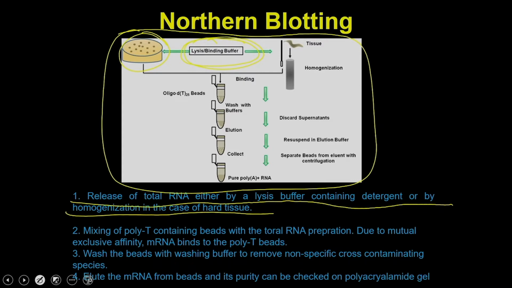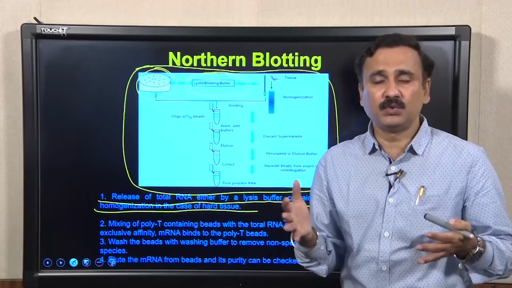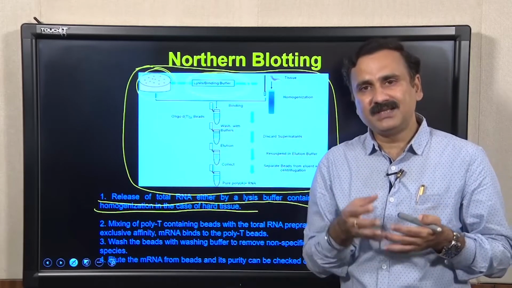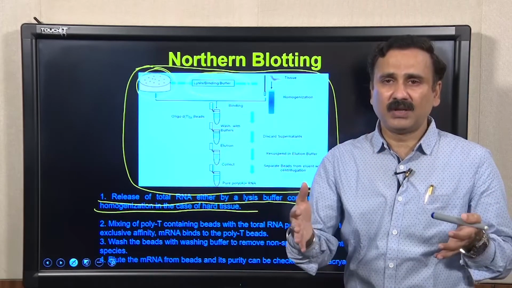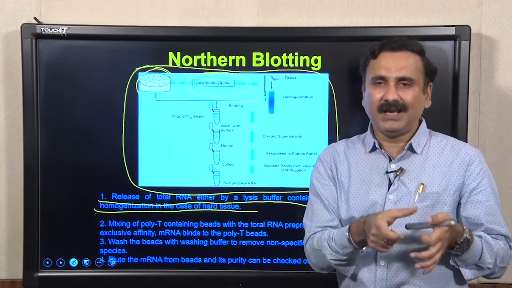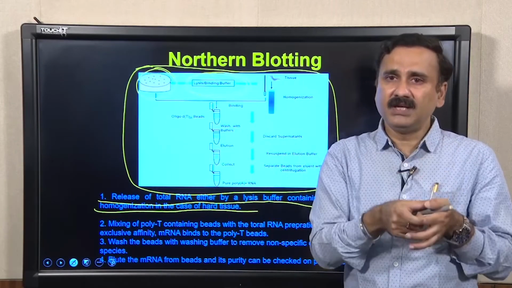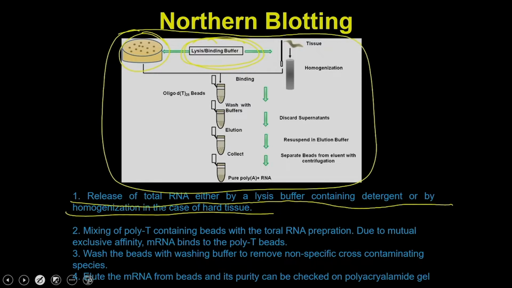But if you are working with a tissue, for example a brain or liver or other kinds of tissues, then in those cases you might have to use some homogenizer or homogenization techniques, so that the tissue is broken down into individual cells, and then you can use the lysis buffer to give you the cell lysate, and that cell lysate is going to have the mixture of different types of proteins and the RNA actually.